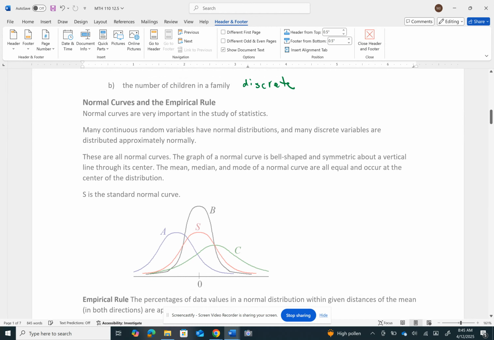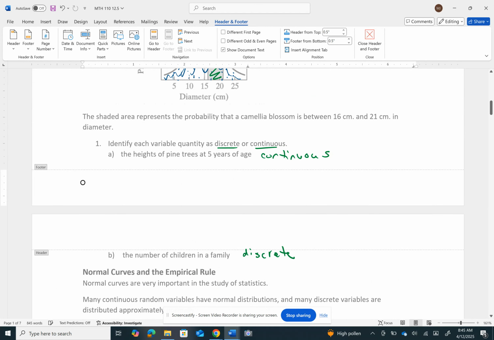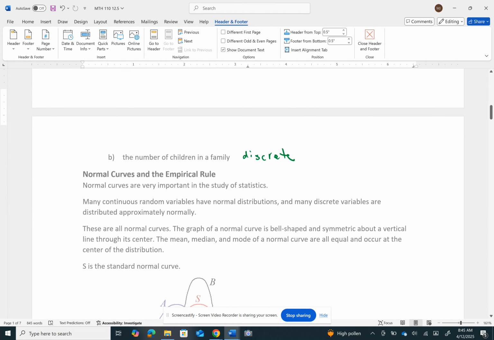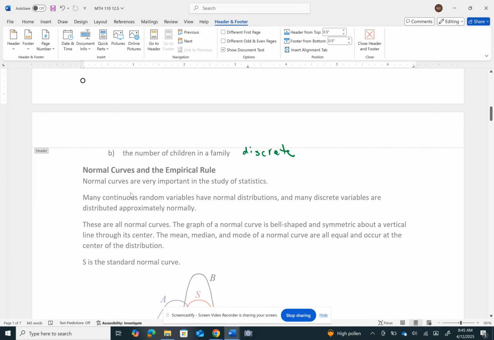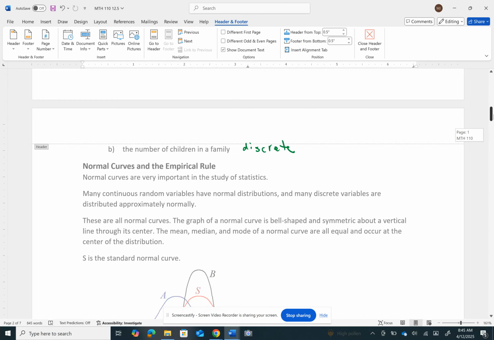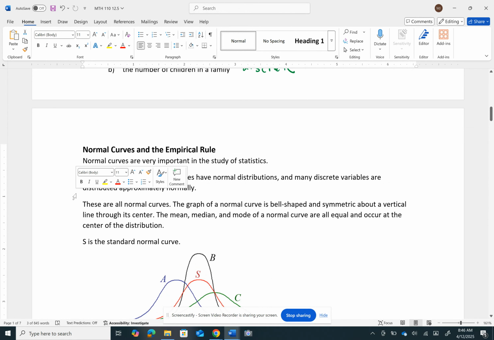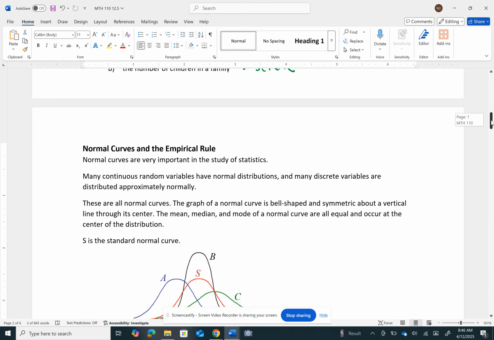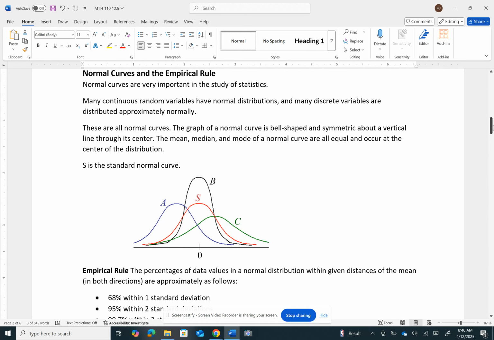All right, I also want to look at the empirical rule in this formula. All right, so let's take a look at that. There we go. All right, so normal curves are used quite a bit. They're very important in statistics. All right, and a lot of continuous random variables have a normal distribution, and discrete ones are distributed approximately normally.